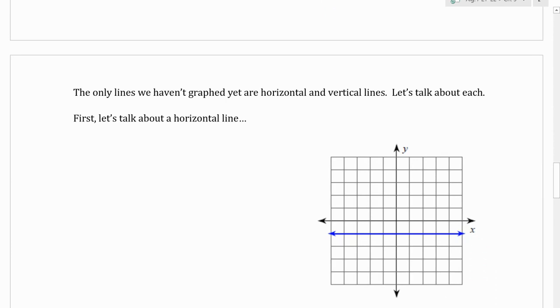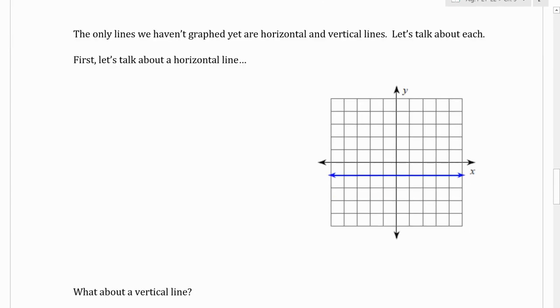The only thing we haven't talked about as far as drawing a line is a horizontal and a vertical line. So first, let's talk about a horizontal line. Here's an example one, definitely a horizontal line.